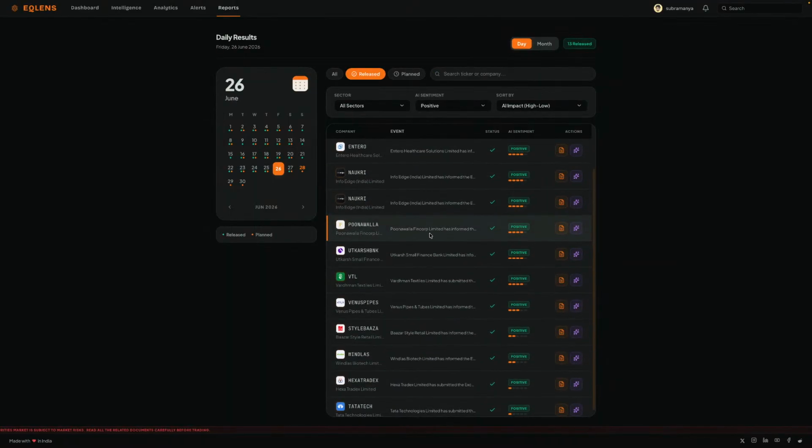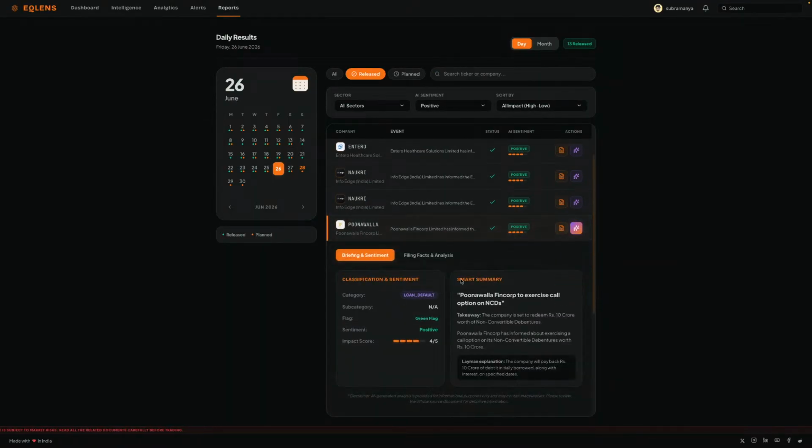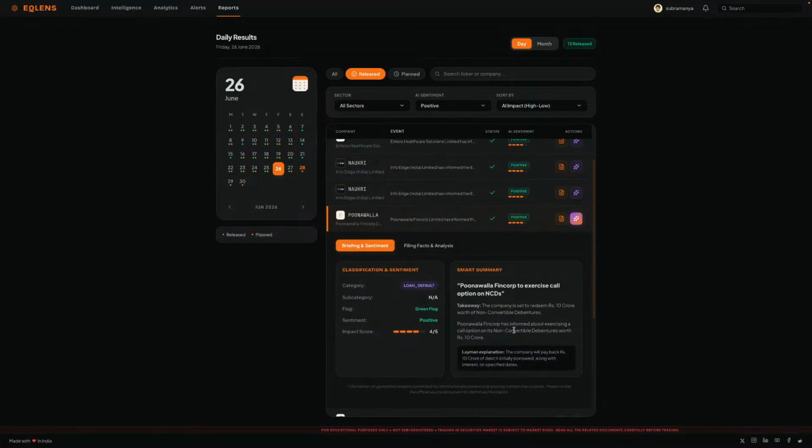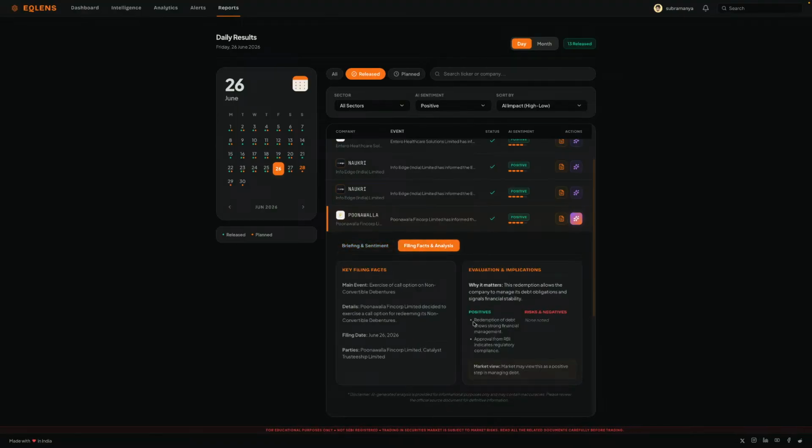Poonawalla FinCorp Limited, what is it? Option on NCDs. Loan default. Why is it positive? Okay, the company is set to redeem 10 crore worth non-convertible debentures. Okay. This was on before as well. Redemption of debt shows strong financial management. Approval from RBI indicates a regulatory compliance.